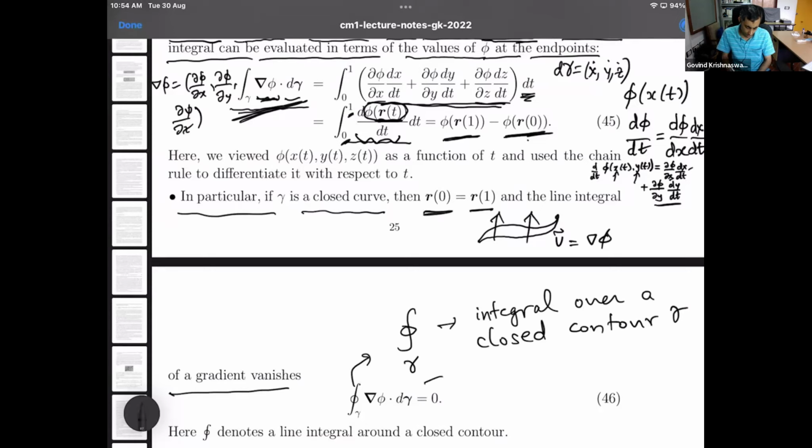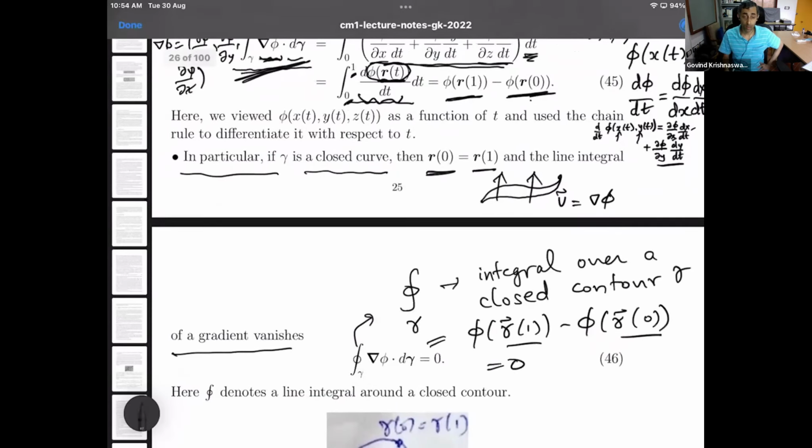By definition, this is phi of gamma of 1 minus phi of gamma of 0, but gamma of 1 and gamma of 0 are the same, and therefore this is 0. So the line integral of a gradient along a closed curve vanishes.